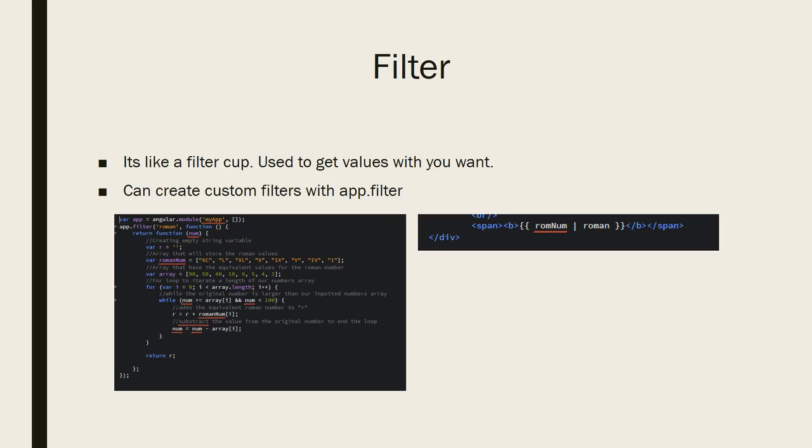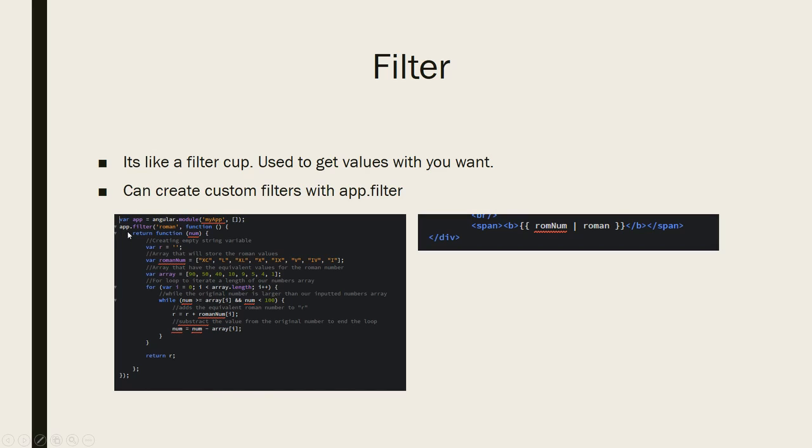Next, filter. Filter is like a filter cup or a filter paper which separates certain things. It is used to get the values you need or want. You can create custom filters with app.filter, and an example is var app, like you see here. This is the JS file.